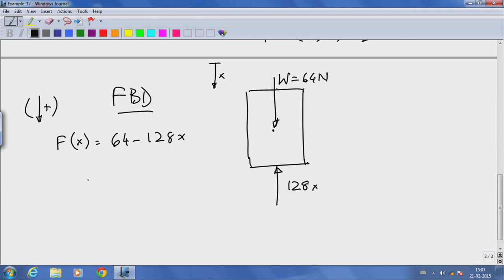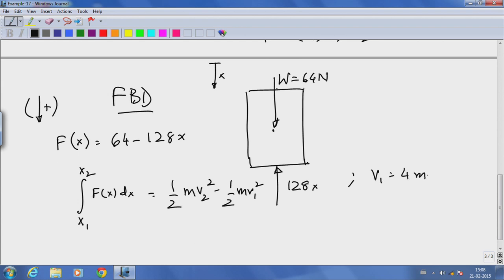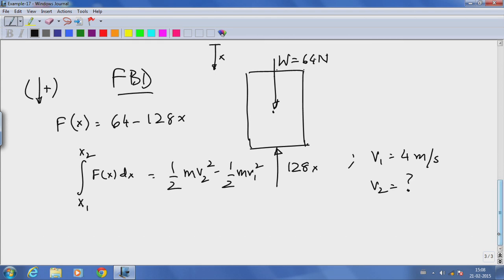Right. So, now I do know that between x1 to x2, the integral of f of x dx is equal to half m v2 squared minus half m v1 squared. We are told v1 is 4 meters per second, v2 is an unknown, we are asked to find what v2 would be.